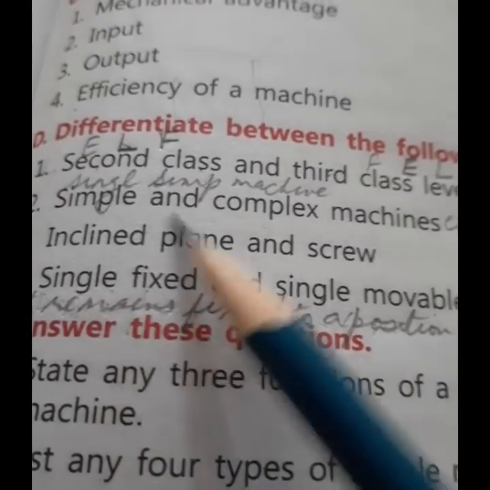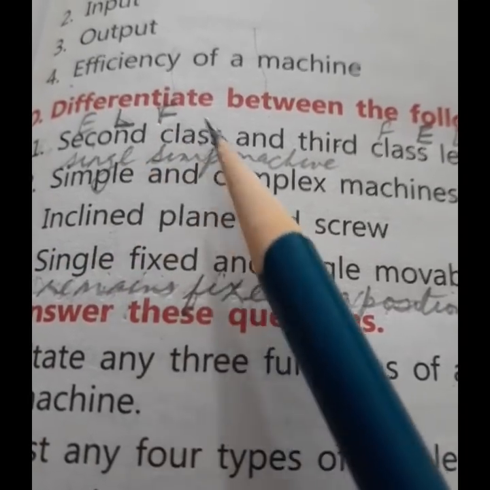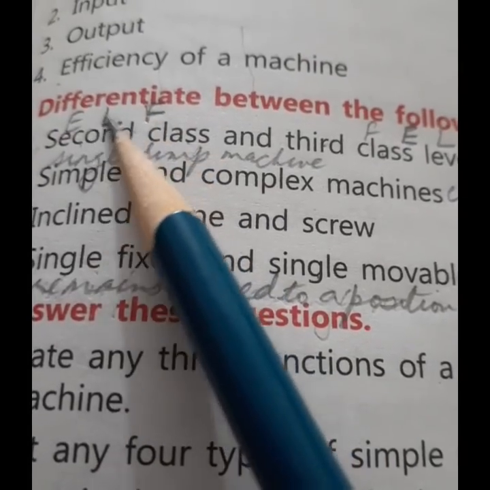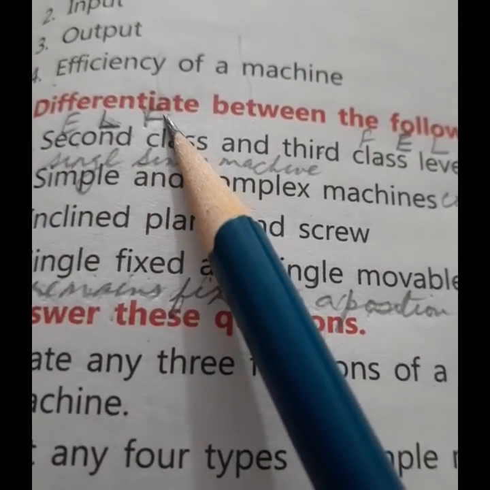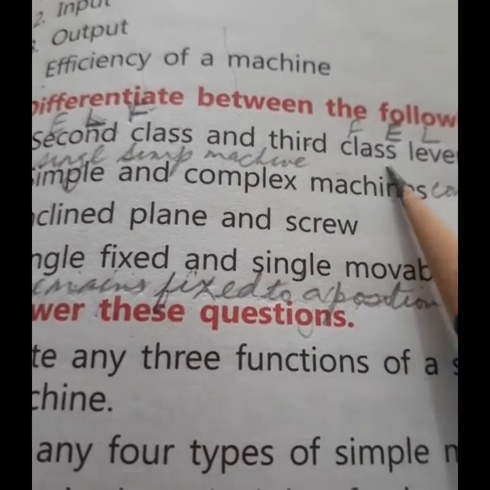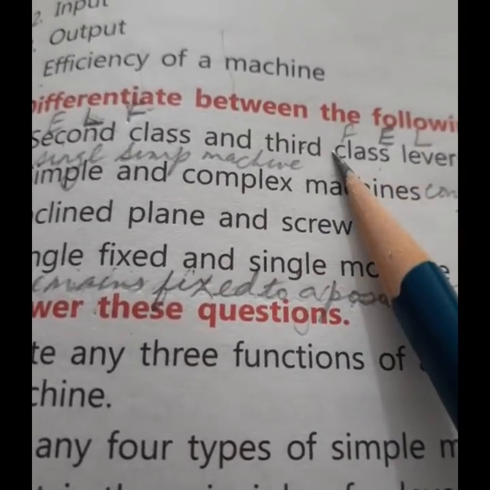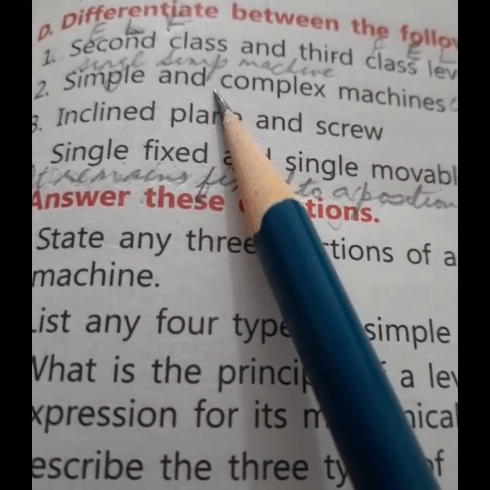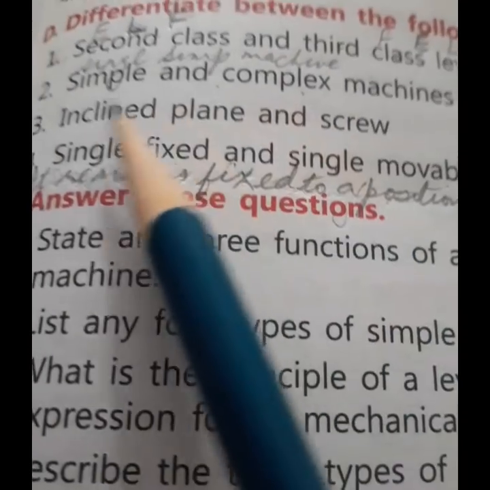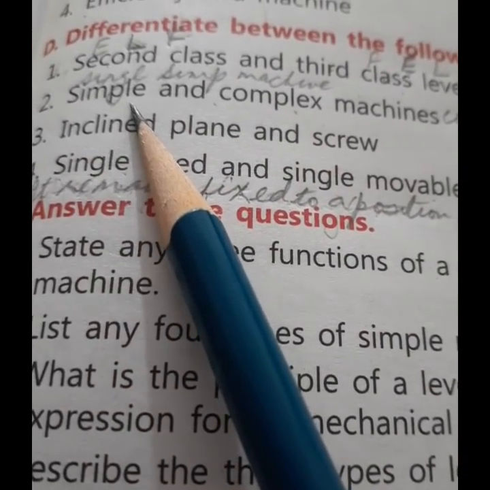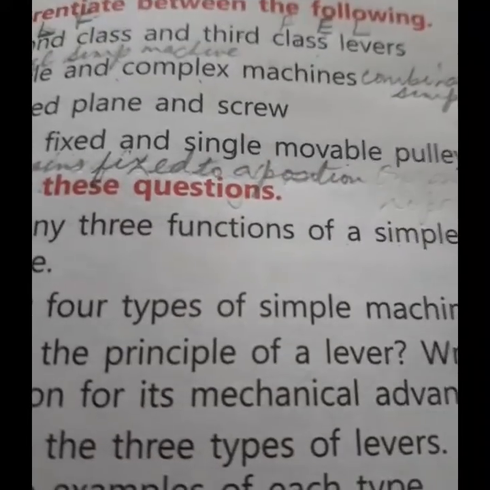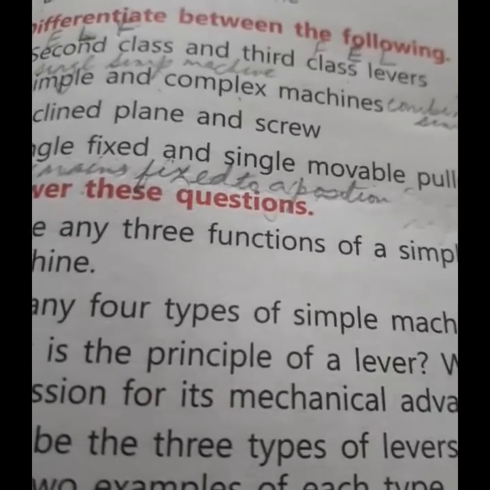Differentiate. What is the difference between a second class lever and a third class lever? In a second class lever, the load is in the middle of the effort and the fulcrum, whereas in the third class lever, the effort is in the middle of the load and the fulcrum. What is the difference between a simple and a complex machine? A simple machine is made up of a single simple machine, whereas a complex machine is a combination of more than one simple machine.